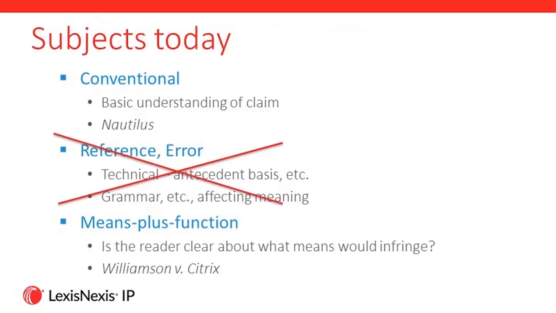Go ahead. So here we're only going to try to cover two of those areas today, time being limited. We're going to talk about the conventional sort of definiteness problems as exemplified in the Nautilus decision, and a couple that have come after that, illustrating where that's going. And then means plus function claiming, where we're going to focus on the Williamson against Citrix case. So we're going to start with conventional, and Gene, you want to talk a bit about the Nautilus decision?